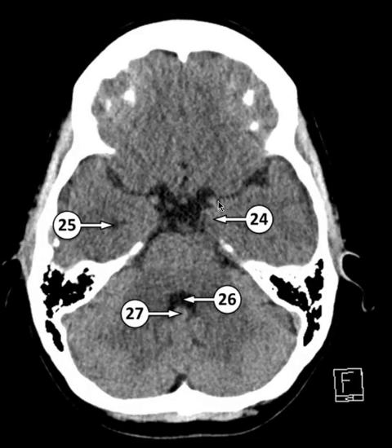Number 24, this is the uncus. 25 is the temporal horn of the lateral ventricle. 26, we encounter the fourth ventricle, and this nodular protrusion over here is the nodule of the cerebellum.